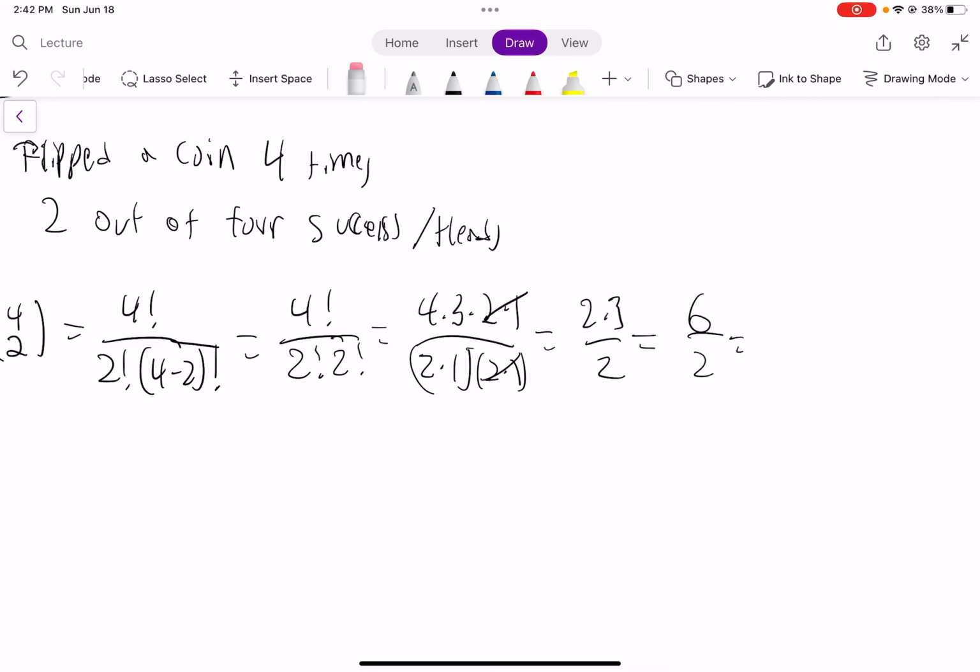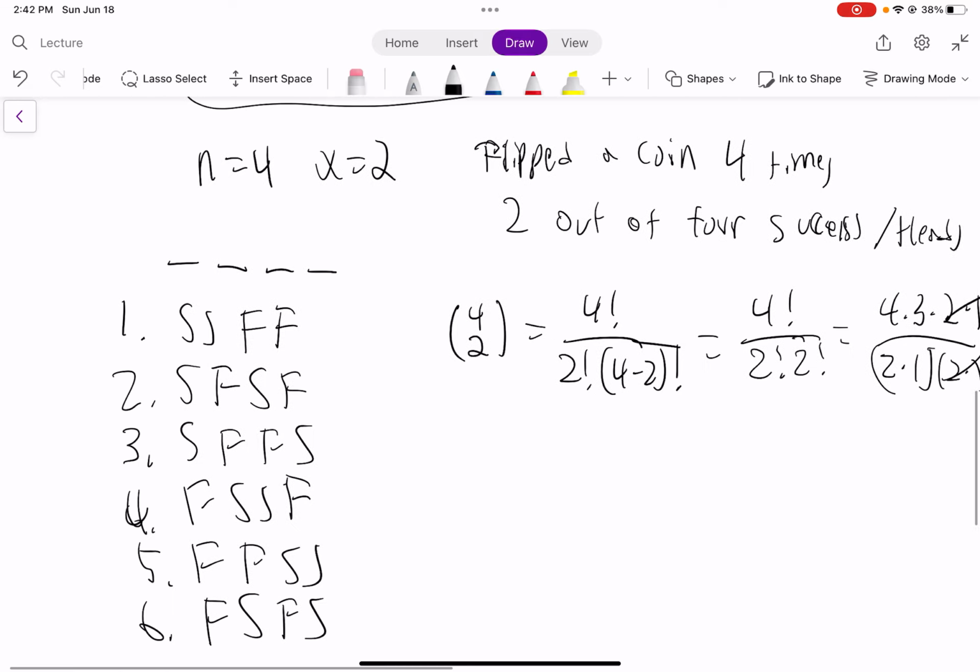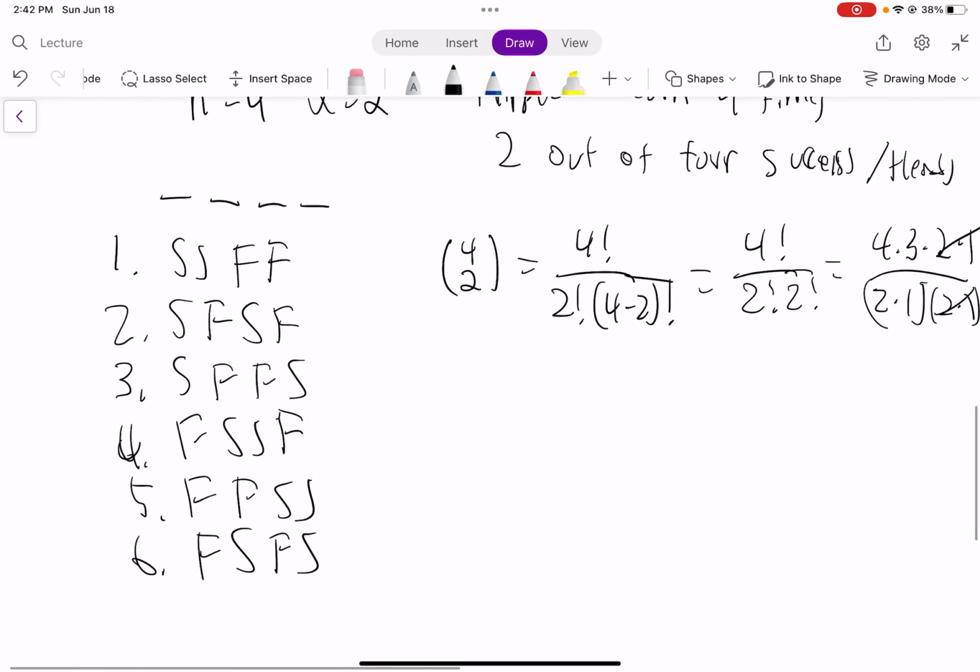4 times 3 is 12. So that's where I went wrong. I was like, the answer should be 6. I don't know why I'm getting 3. So then it's 6, which is what we have here, the 6 combinations here.